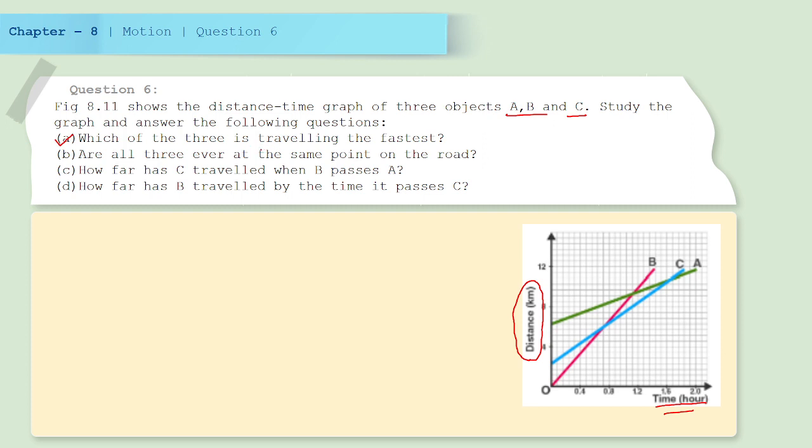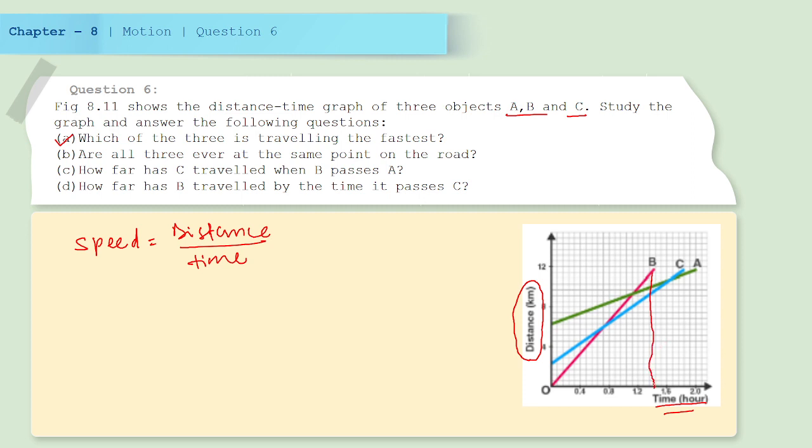That means the speed is asked. Distance and time are given, and the question is asked that among A, B, C, who is traveling fastest? So we know that speed equals distance upon time, and here as it is a distance time graph, you have to find out the slope. To find out who is traveling fastest, you can join from any point where it will intersect all the three lines.